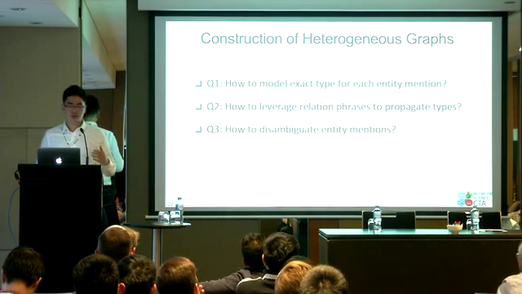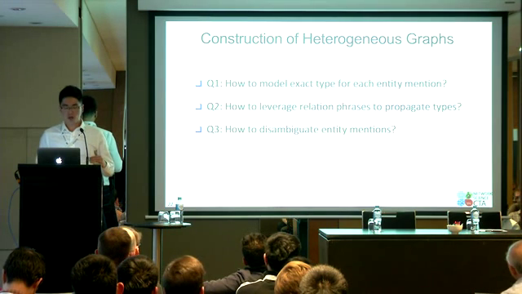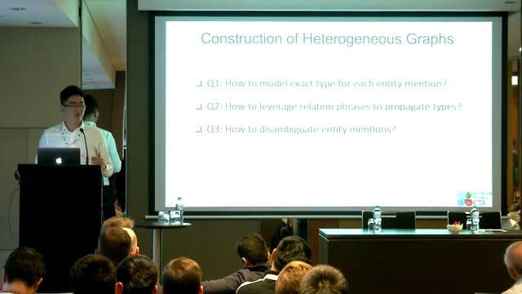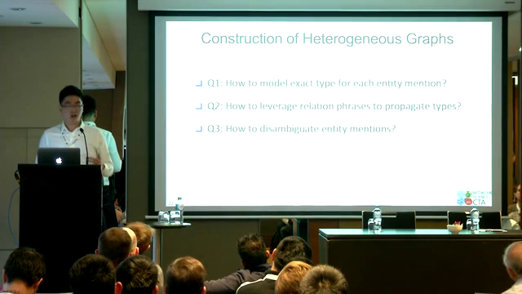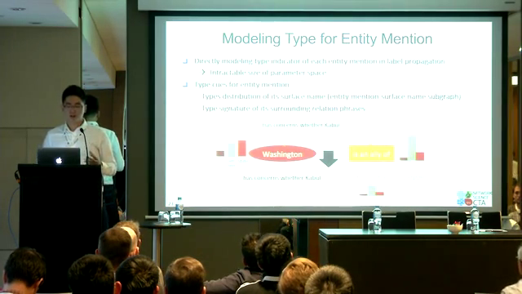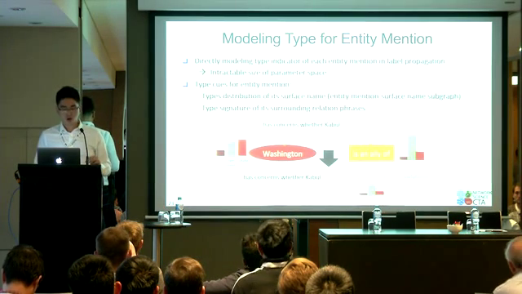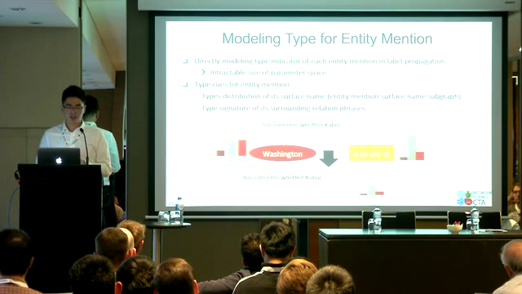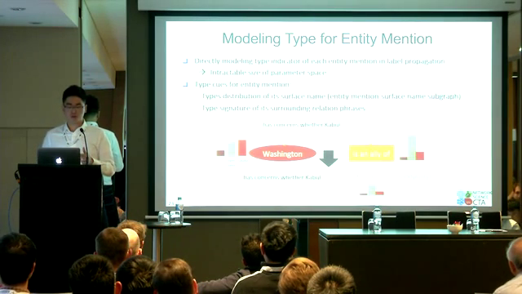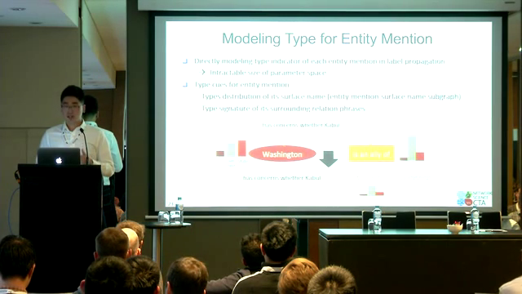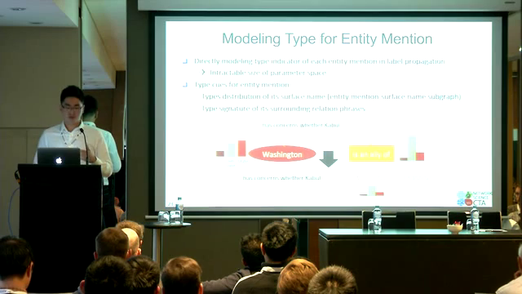And when we construct such a graph, we can answer the following three questions: how to model the exact type for each entity dimension, how to leverage the relation phrase to propagate the types, and finally, how to disambiguate the entity dimensions. So for modeling the type for entity dimensions, we are looking at two signals. One is the type distribution of its surface name. In this example, you have the type distribution for the name Washington. It may be like 50% state and 40% referring to a government.